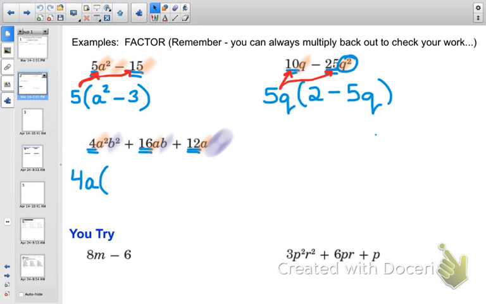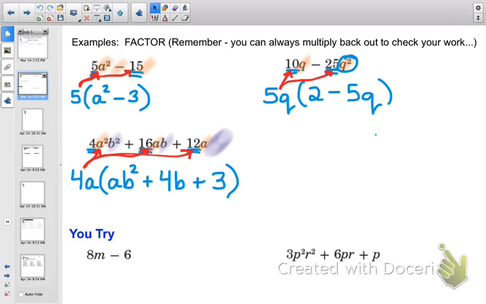So then we ask ourselves, 4a times what is 4a squared b squared? So we don't need any more numbers, but we need another a, and we need the b squared. Plus sign. 4 times what is 16? 4. And then we have an a, but we need a b. Another plus sign. 4 times what is 12? 3. And then we have an a, so we don't need any more.